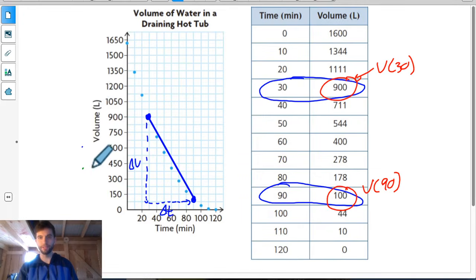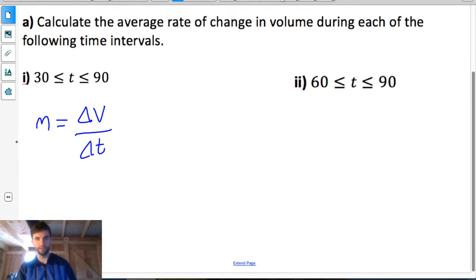So when I calculate my slope, my rate of change, I need to use these notations instead of y2 minus y1. So instead of calling these y2 and y1, and then in my quotient writing y2 minus y1, I'm going to write v at 90 minus v at 30. So in our formula over here, when we do change in volume, we're going to do the volume at 90 minus the volume at 30.